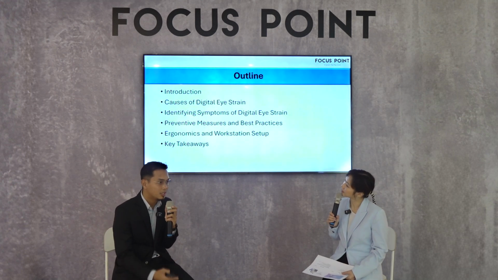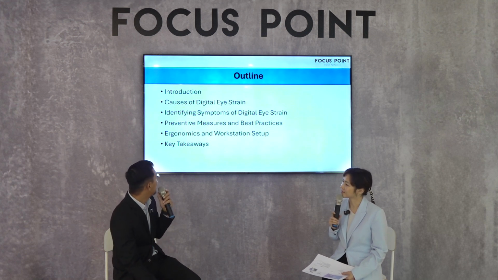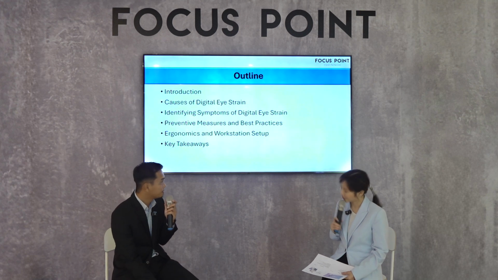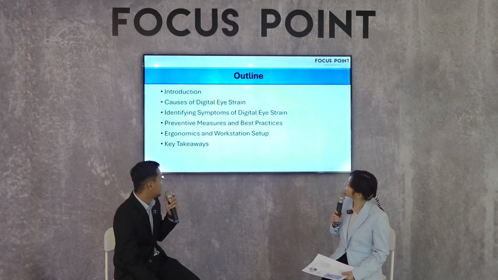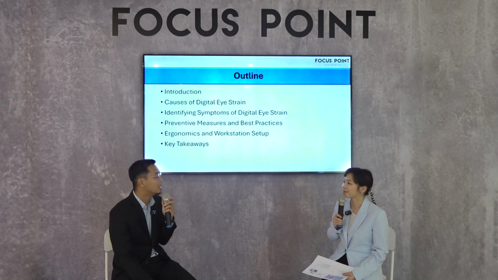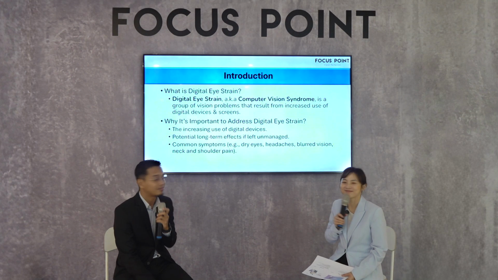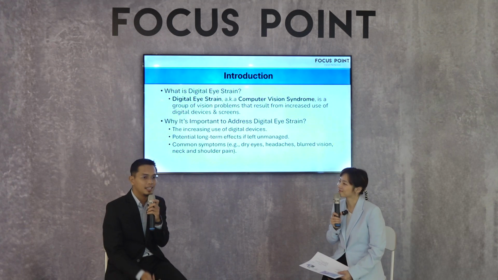Okay, this is my outline. I will do some introduction: what is digital eye strain, and why it is important for us to address this issue. Then we look at causes of digital eye strain and identifying the symptoms. Before the preventive measures, some ergonomic changes that you can do at the office or home so that you can reduce some of your strain, and some key takeaways, some messages to bring home.